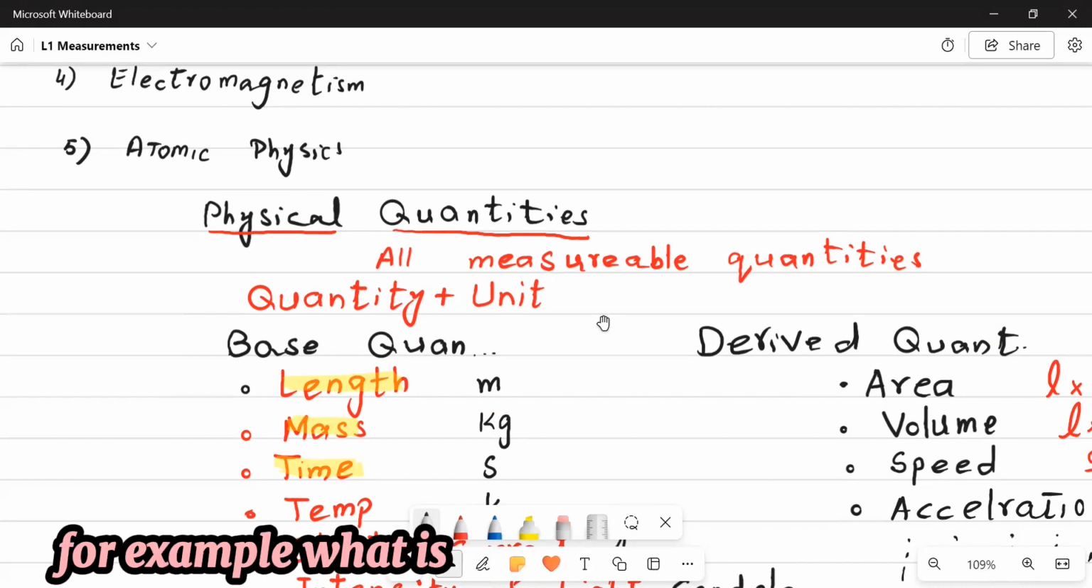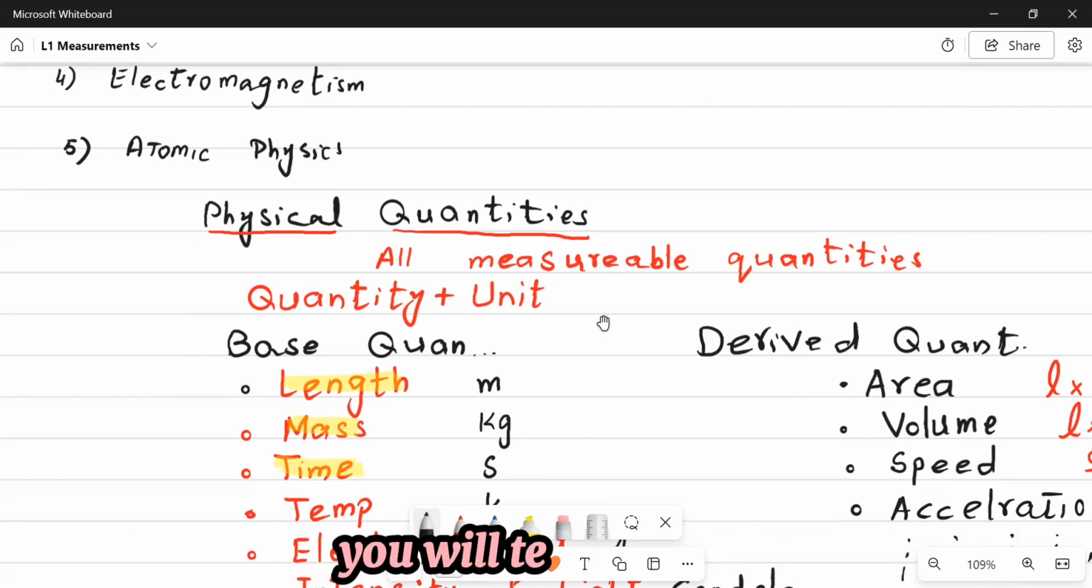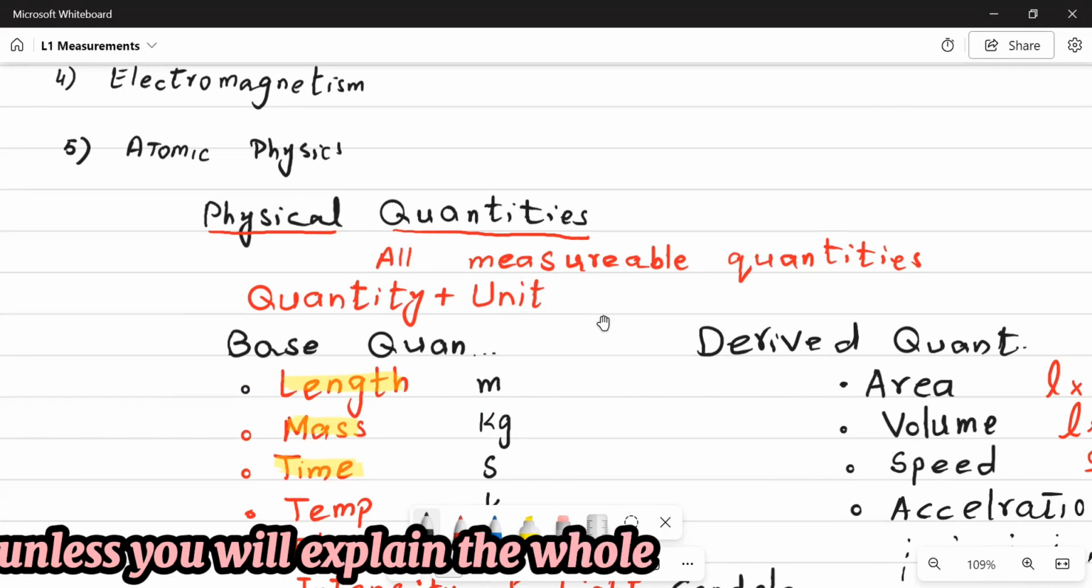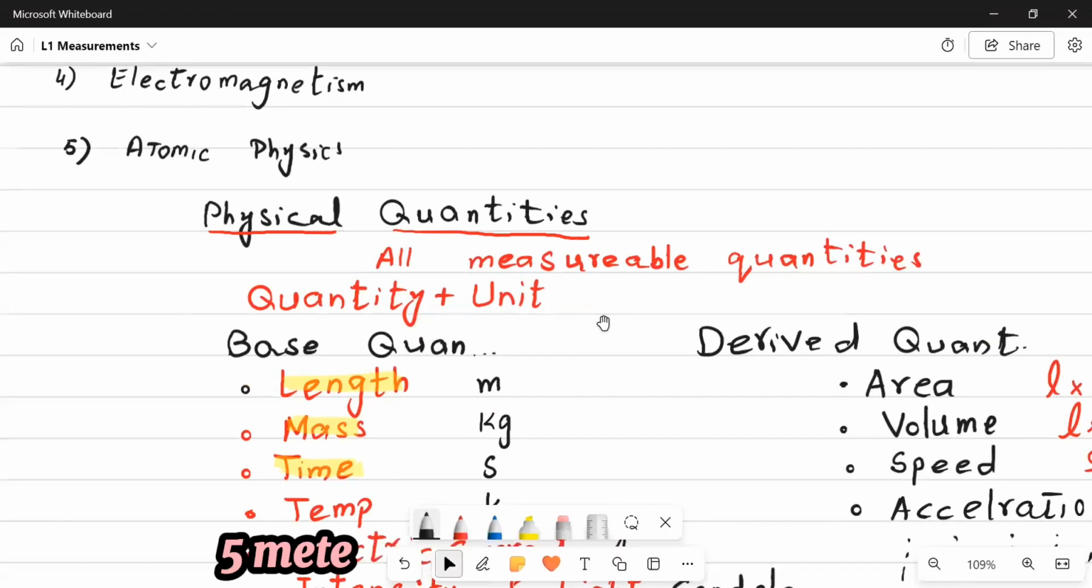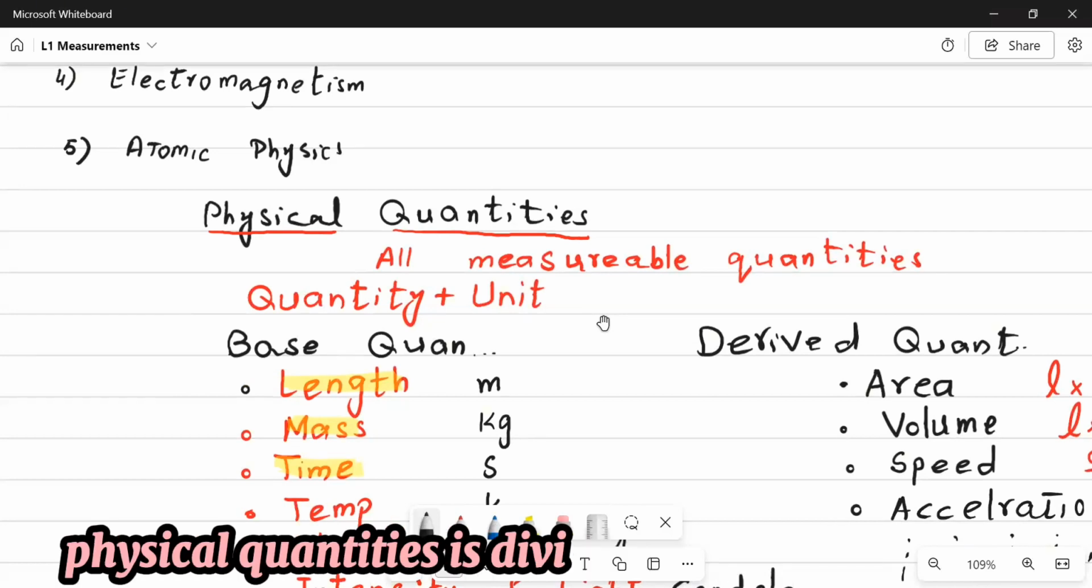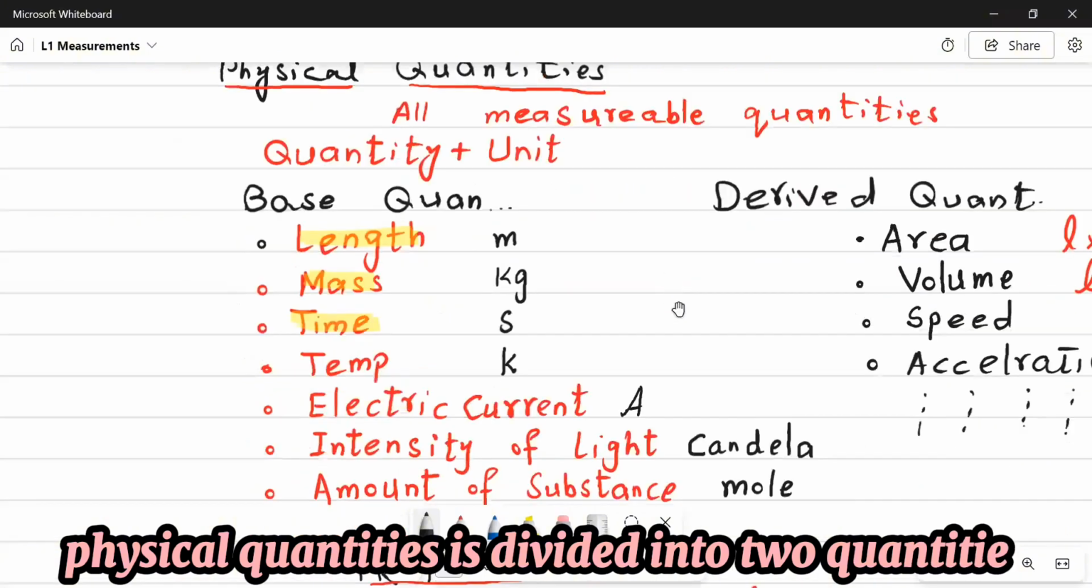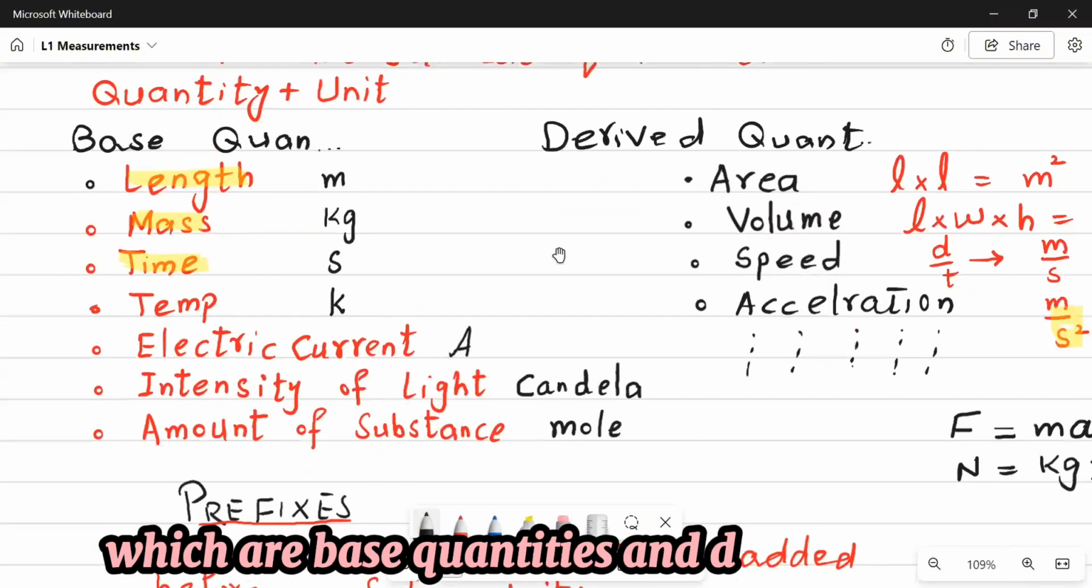For example, what is the distance between A and B? If you tell only 5, that is not a complete answer unless you explain it with the unit, meaning 5 kilometers or 5 meters. That is physical quantities. Physical quantities are divided into two types: base quantities and derived quantities.